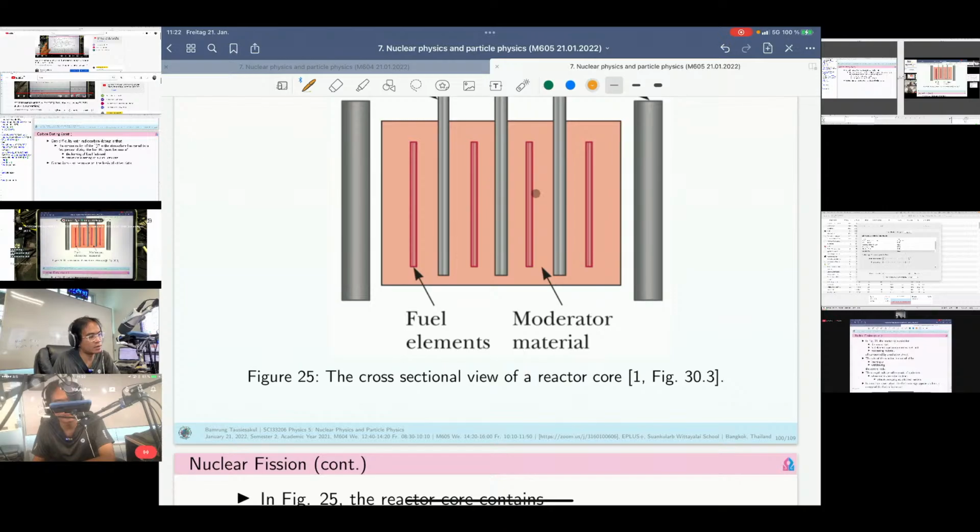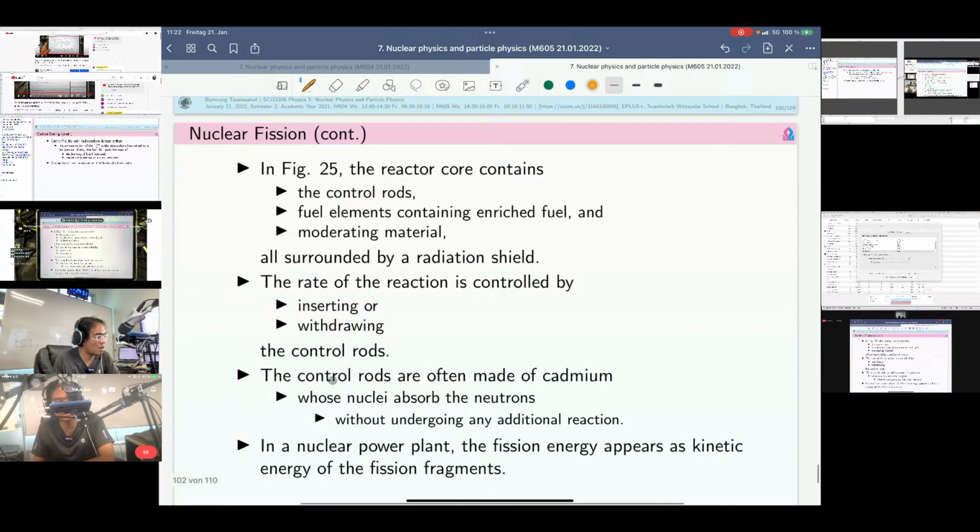The control rods are often made of cadmium. Why do they use cadmium? Because the nuclei of cadmium can absorb neutrons without any additional reaction.